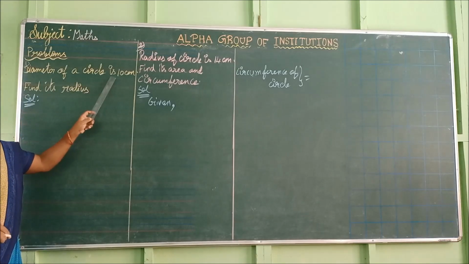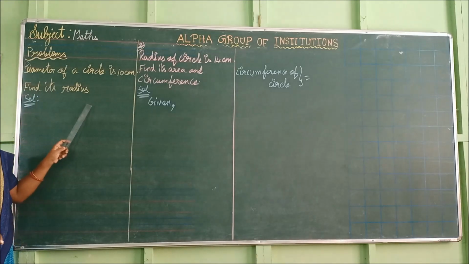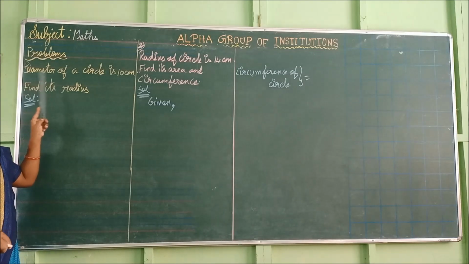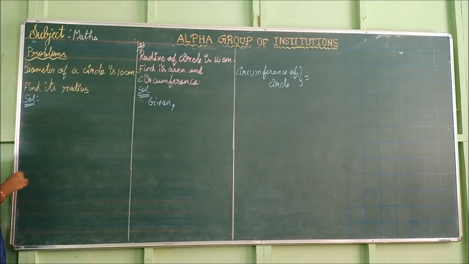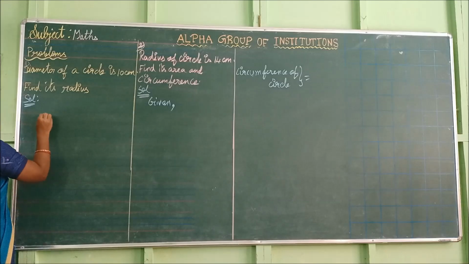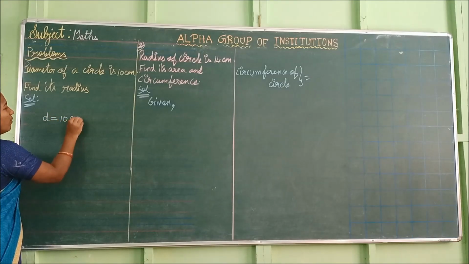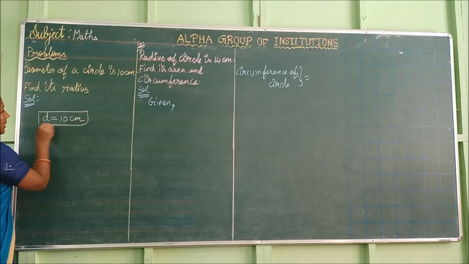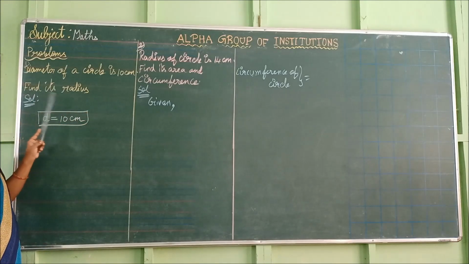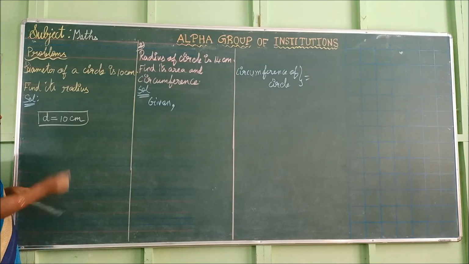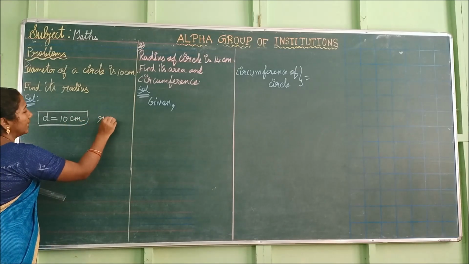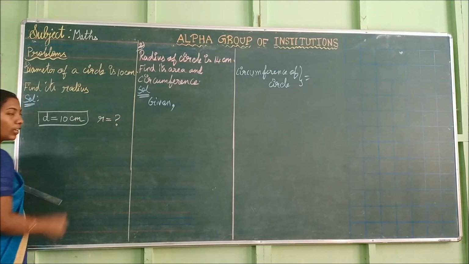Diameter of a circle is 10 centimeter. Find its radius. So what are the given data? Diameter of a circle. So what is the symbol for diameter of a circle? D. So diameter D of a circle is, the given value in the question is 10 centimeter. What we have to find? Radius of the circle. What is the symbol for radius? R. So we have to find the value of r.